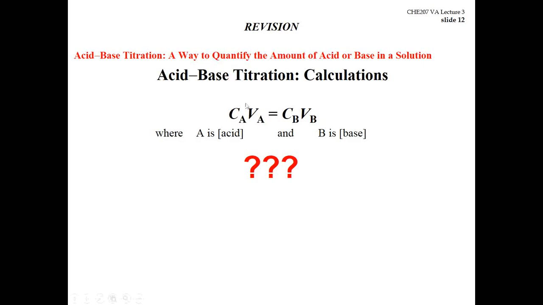Many people use the equation concentration of acid times volume of acid equal to concentration of the base times volume of the base. Is this equation always true? We have to look at a few examples here.